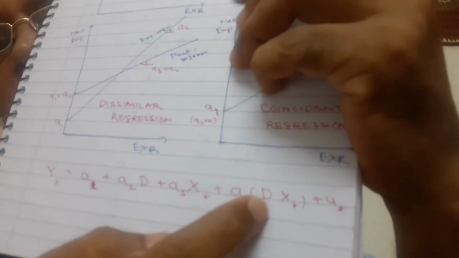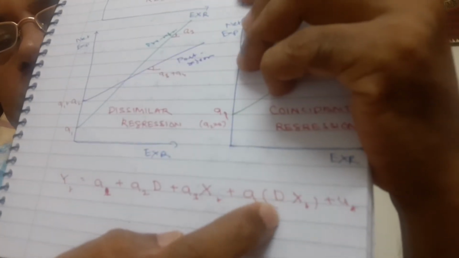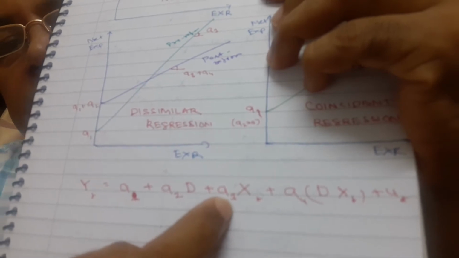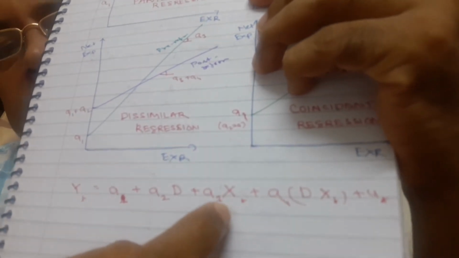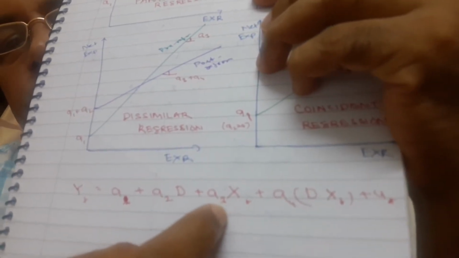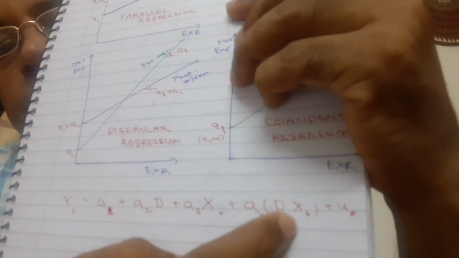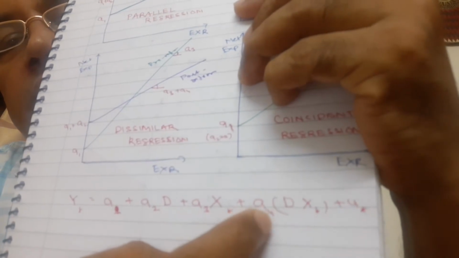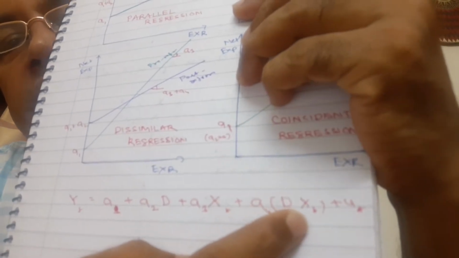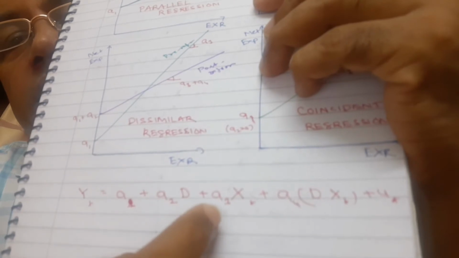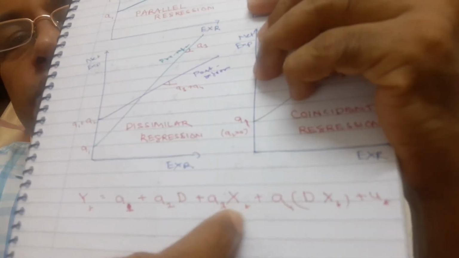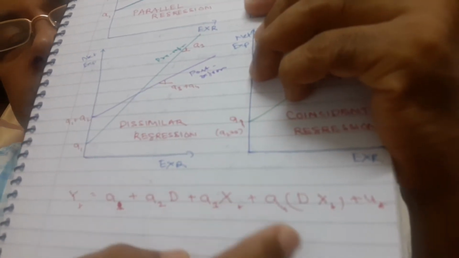Similarly, we can interpret the slope. When d is equal to 0, that is in the pre-reform period, this entire term will be 0, so the slope coefficient will be a3. For the post-reform period, when d is equal to 1, this entire term becomes a4 into xt, along with a3 into xt. So if I combine, the slope coefficient for the post-reform period becomes a3 plus a4.